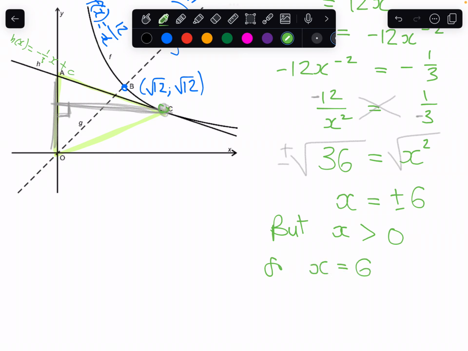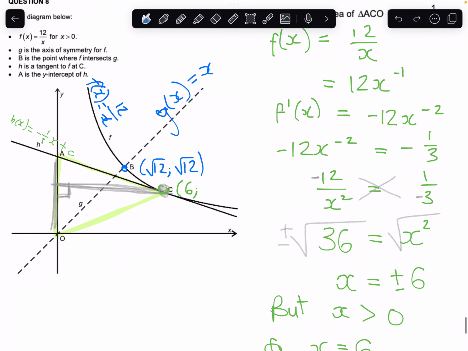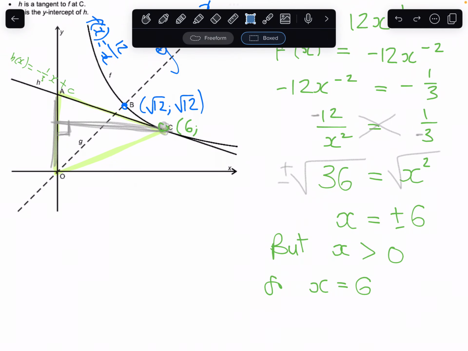Okay, so far we know that C has an x coordinate of 6. So when x is equal to 6, the gradient at that point of the hyperbola is negative a third, right? We know this because the tangent at that point has a gradient of negative a third. We also need the y coordinate. We need the point in full so that we can figure out the equation of the tangent, so that we can figure out what the coordinates of A are. So we know that the x coordinate of C is 6. That's what we know so far. I want to shrink some things.